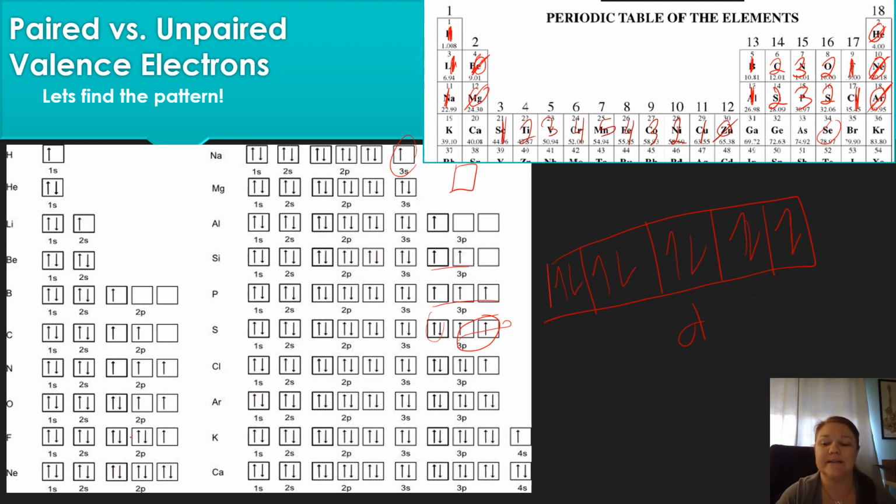I've seen this in multiple choice questions on the AP exam: how many unpaired electrons are there in a given atom, or which atom has 2 unpaired electrons. We would use our periodic table to help us answer that.